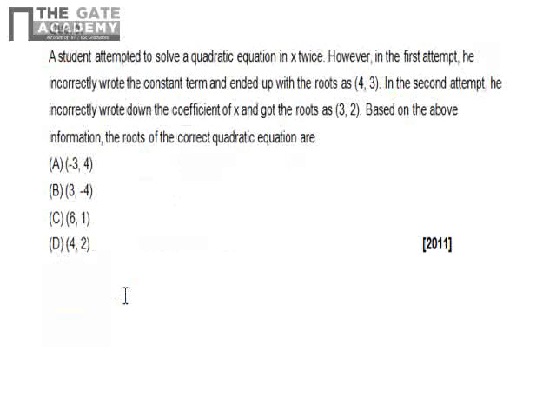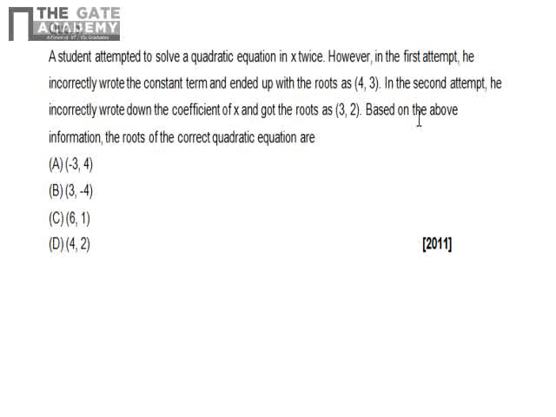Now we'll see the next problem, which was asked in 2011. A student attempted to solve a quadratic equation in x twice. However, in the first attempt, he incorrectly wrote the constant term, that is c, and he found the roots 4 and 3. In the second attempt, he incorrectly wrote the coefficient of x, that is b, wrong, and the roots were 3 and 2. So based on these two pieces of information, you have to find the correct quadratic equation.